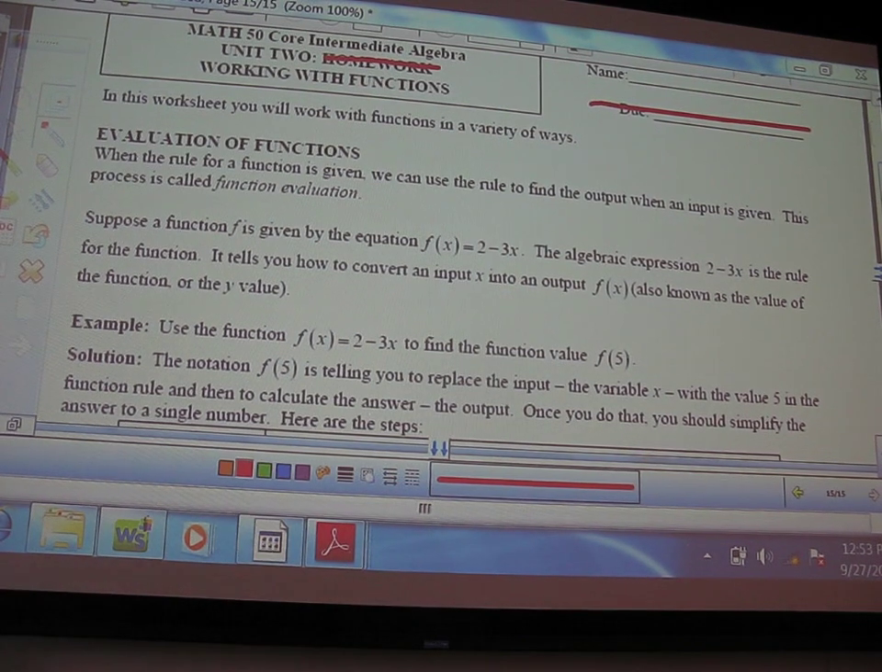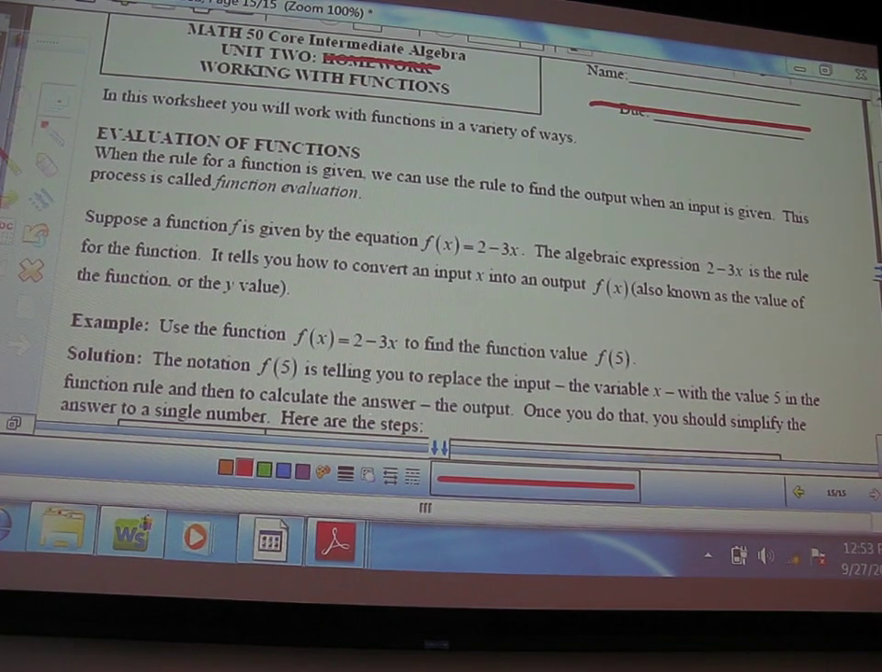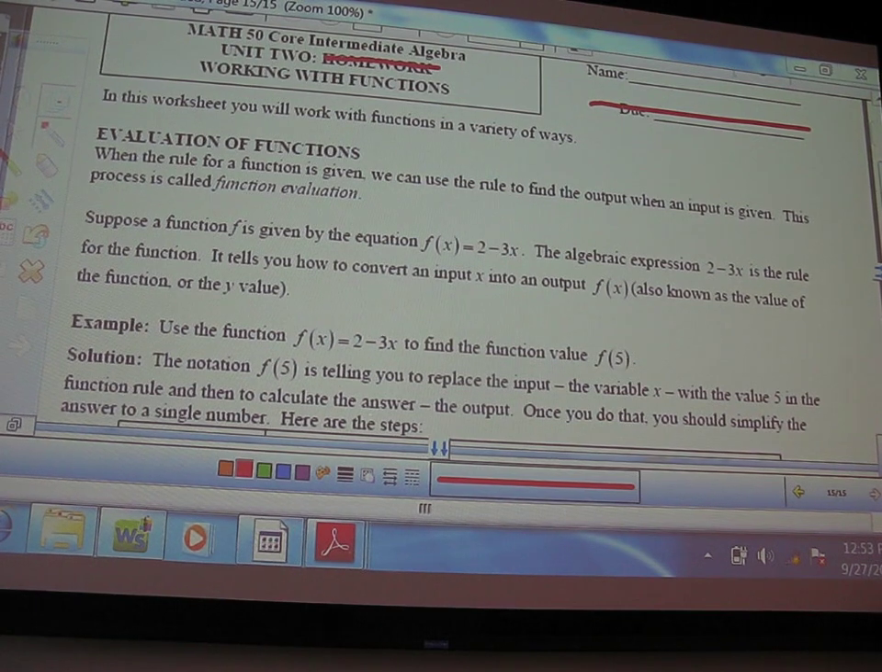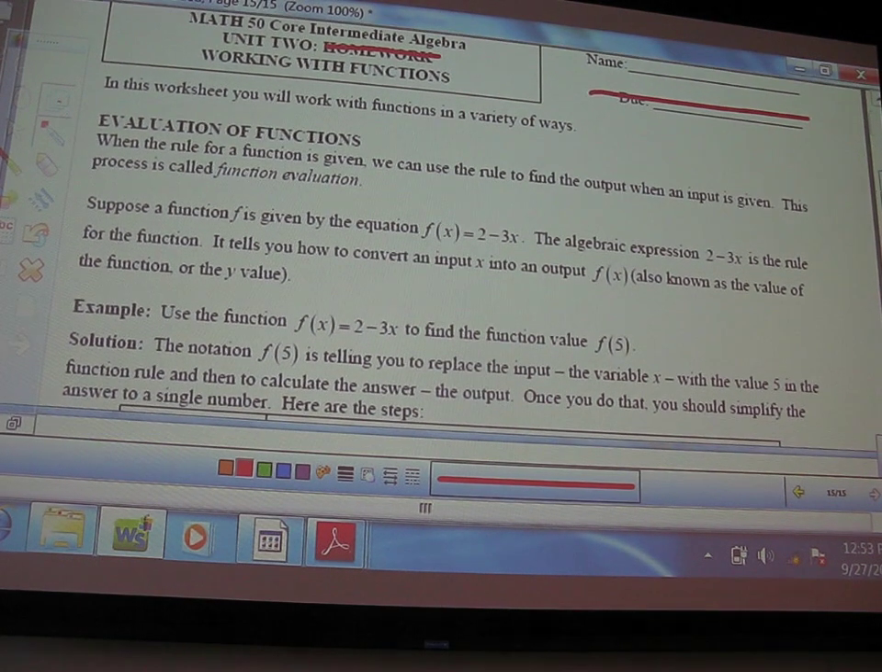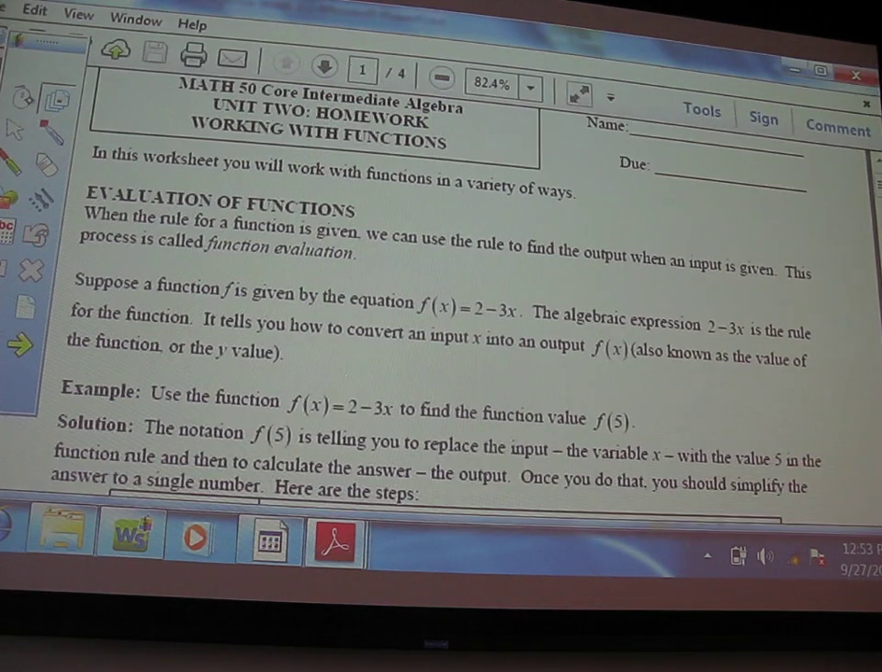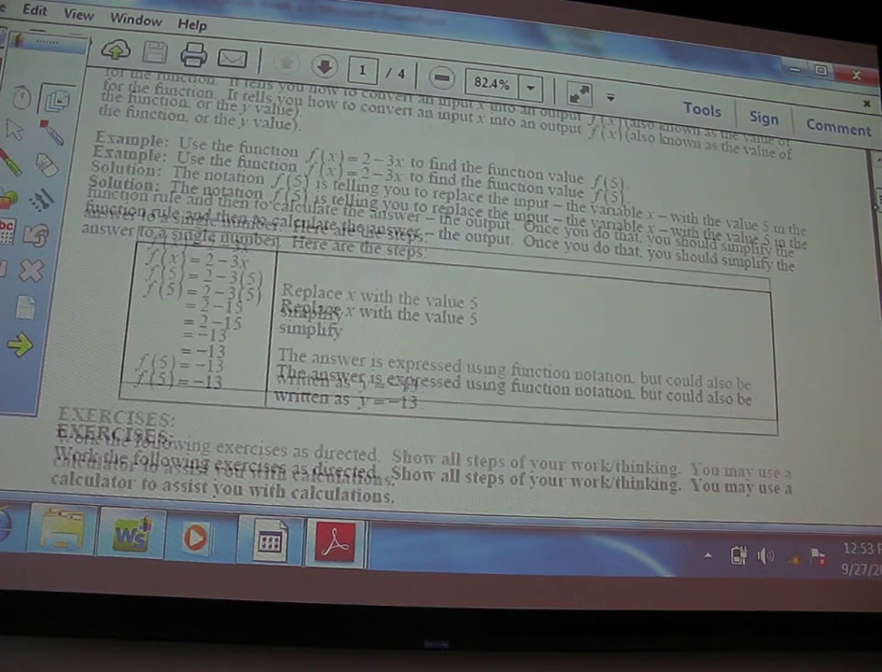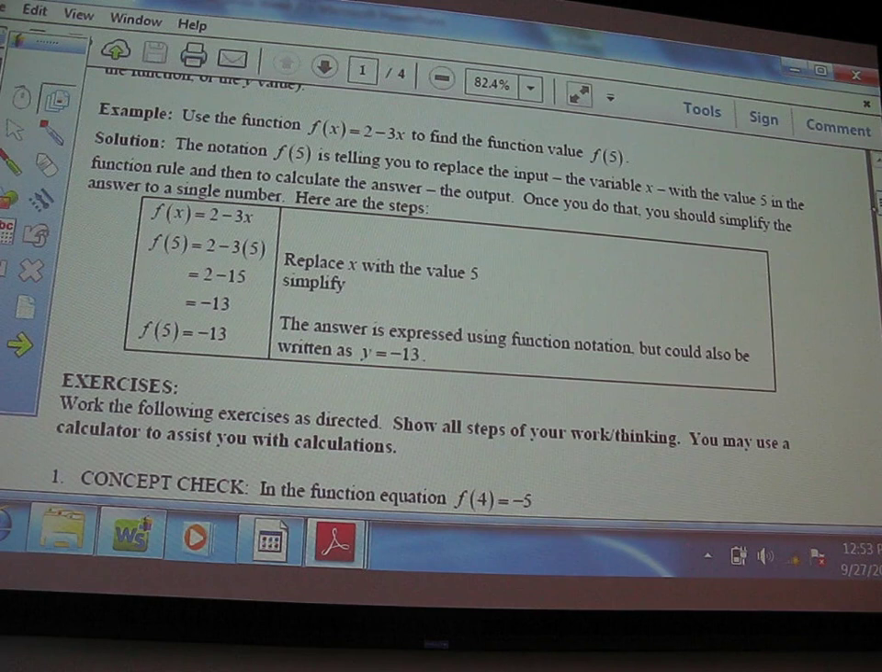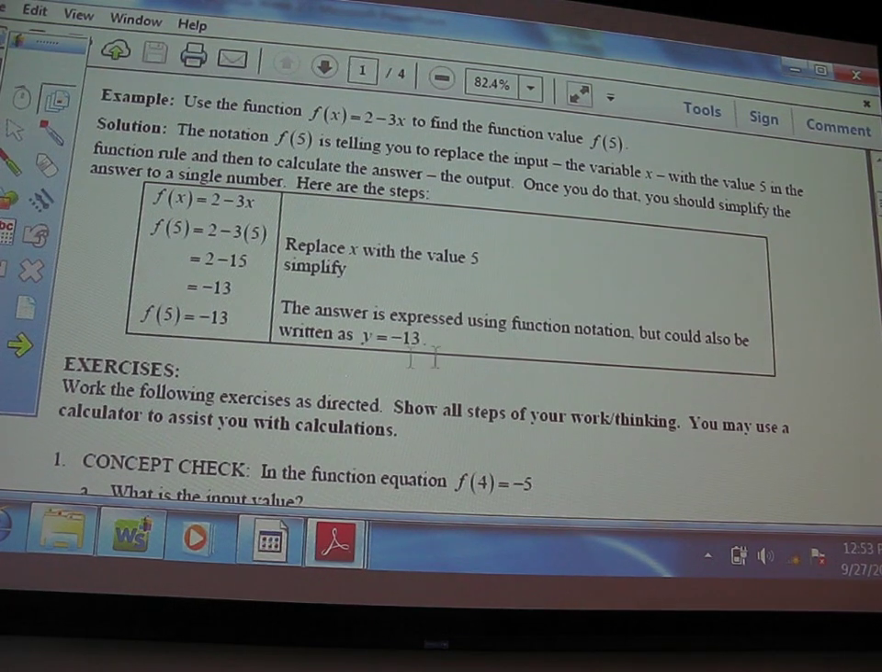Alex, next one. Example: use the function f of x equals 2 minus 3x to find the function value f of 5. Solution. The notation f of 5 is telling you to replace the input, the variable x, with the value 5 in the function rule, and then to calculate the answer, the output. Once you do that, you should simplify the answer to a single number. Here are the steps. Perfect, thank you.